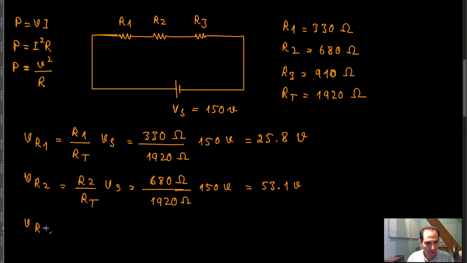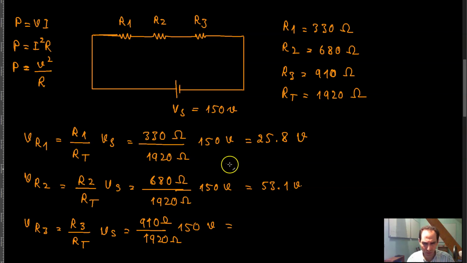And V of R3 is the same thing as R3 over R of T times V of S, which is equal to 910 divided by 1920 times 150 volts. These are all in ohms. That is equal to 910 divided by 1920 times 150, which is 71.1 volts.